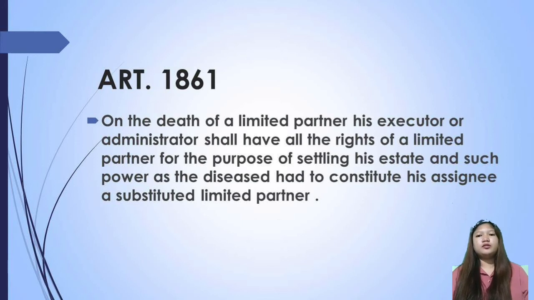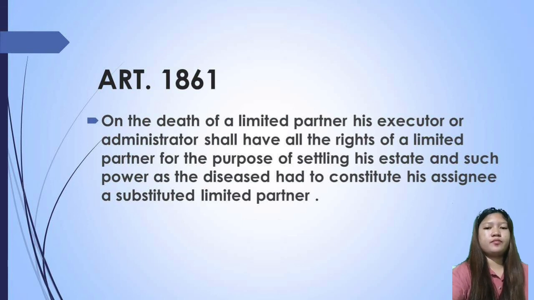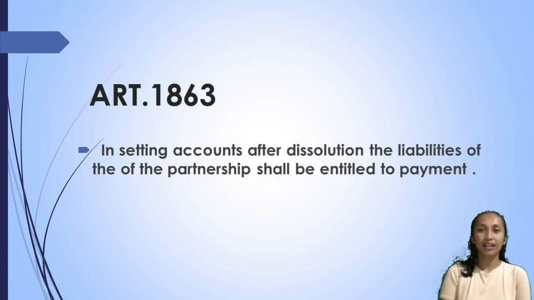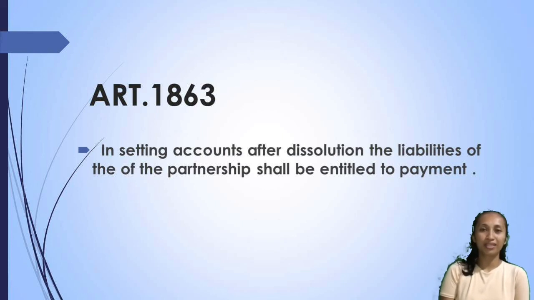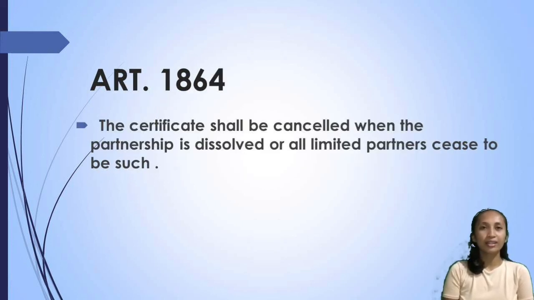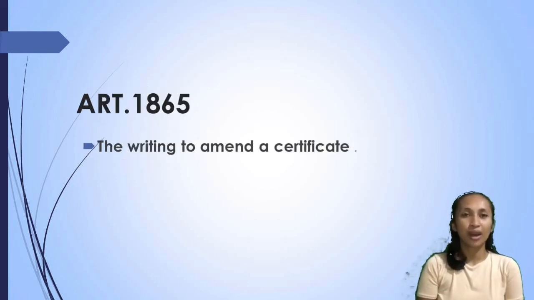Article 1861. On the death of a limited partner, his executor or administrator shall have the rights of a limited partner. Article 1863. In settling accounts after dissolution, the liabilities of the partnership shall be entitled to payment. Article 1864. The certificate shall be cancelled when the partnership is dissolved or all limited partners cease to be such. Article 1865. The writing to amend a certificate.